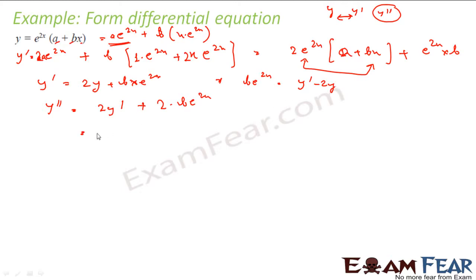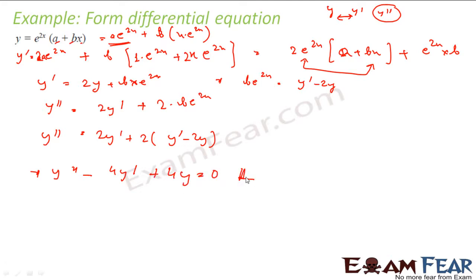So I'll replace this guy here. So this becomes 2y dash plus 2 into (y dash minus 2y), and that is nothing but y double dash. And this is my final equation. So if you rearrange this properly, this becomes y double dash minus 4y dash plus 4y equals 0, and that is my answer. Correct? That's how it is.